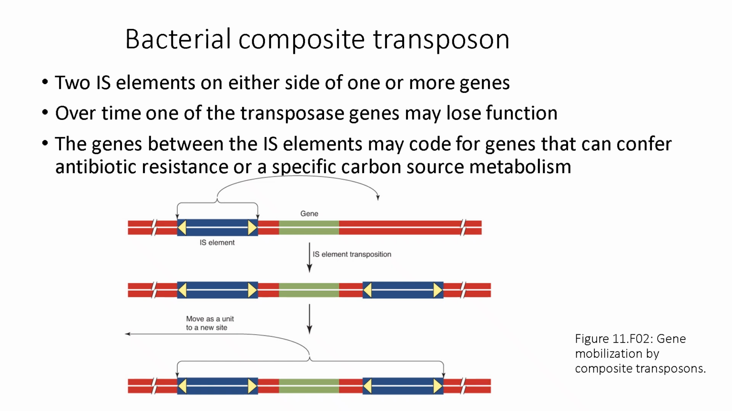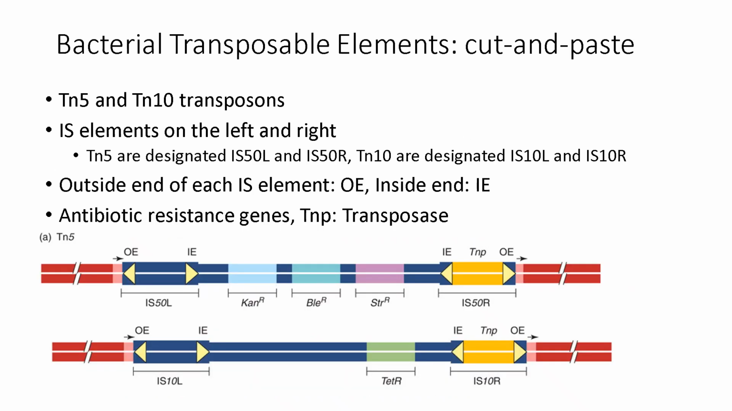Composite transposons contain two elements flanking one or more functional genes. Over time, one of the flanking transposase genes may become non-functional. The genes between these elements often include those conferring antibiotic resistance or enabling carbon source metabolism, making them clinically significant. Examples of composite transposons include Tn5 and Tn10.